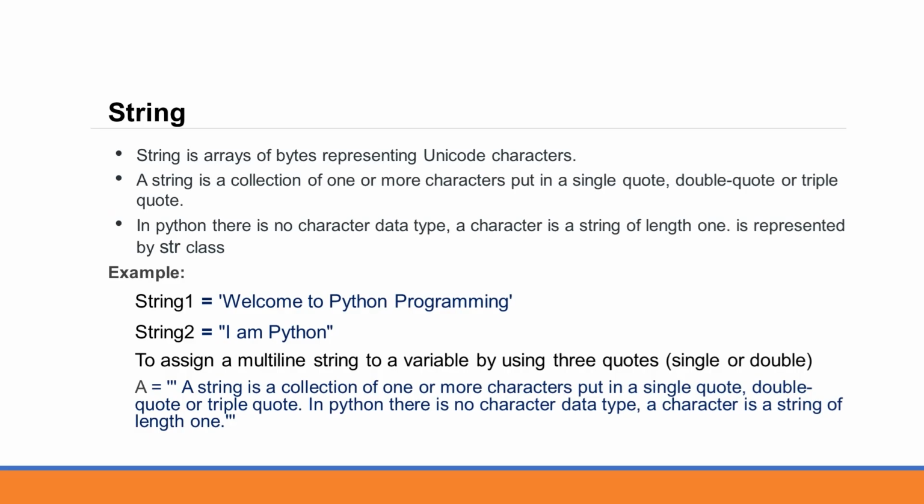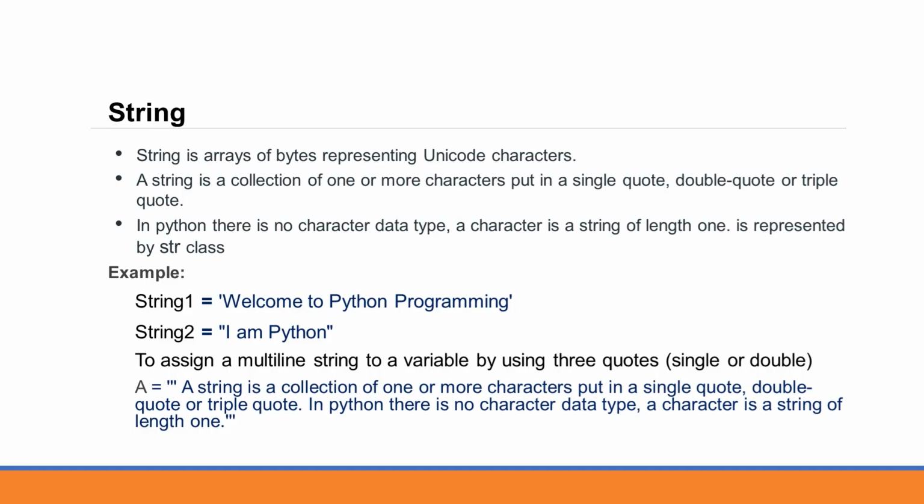So, the string is one of the familiar data types, where we can store text type of data. In Python, a string is an array of bytes representing Unicode characters. A string is a collection of one or more characters put in a single quote, double quote or triple quote. It should be noted that a string can be defined using any quotes. Within the single quotes we can put the string and assign it to the variable, or double quotes, or within the triple quotes also. In the example you can see how the string is assigned.